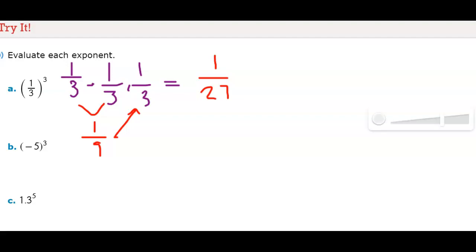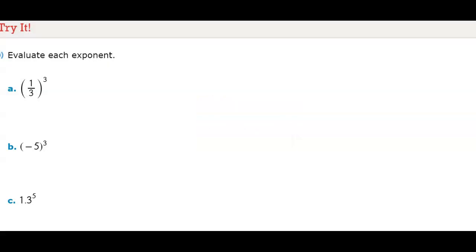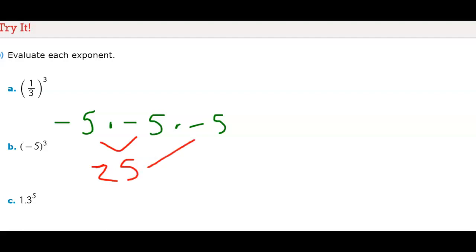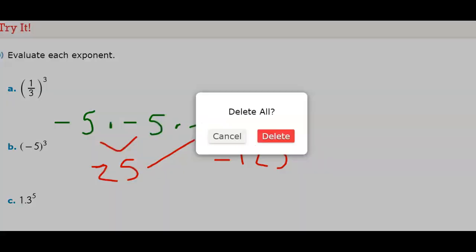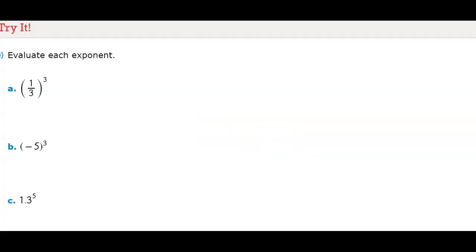B is -5 to the power of 3. So we have -5 times -5 times -5. And so we do the first two, -5 times -5, which is going to be positive 25. And then 25 times -5 is going to be negative 125. And that's it. Now let's look at C, 1 3/10 to the 5th power.